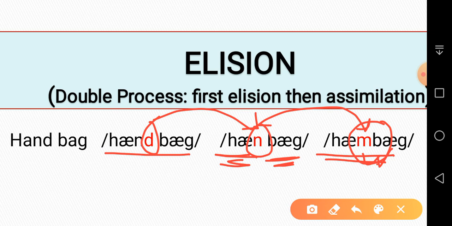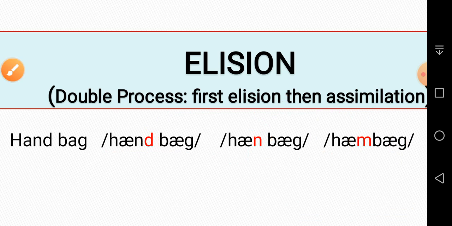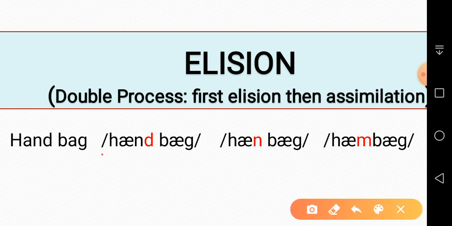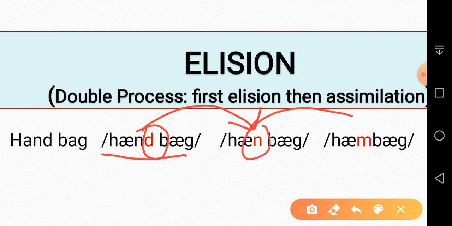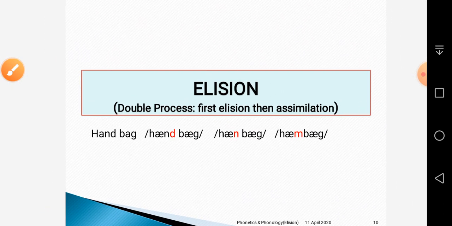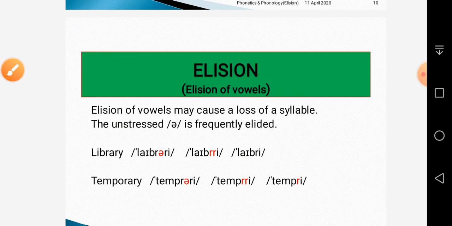Both lips are involved. But it is difficult because n is an alveolar sound, so it takes a lot of effort. So in order to reduce the effort, both are articulated at the same place. So, handbag. First elision: the d is dropped, and now n is changed into m. Okay, let's take you to another slide.